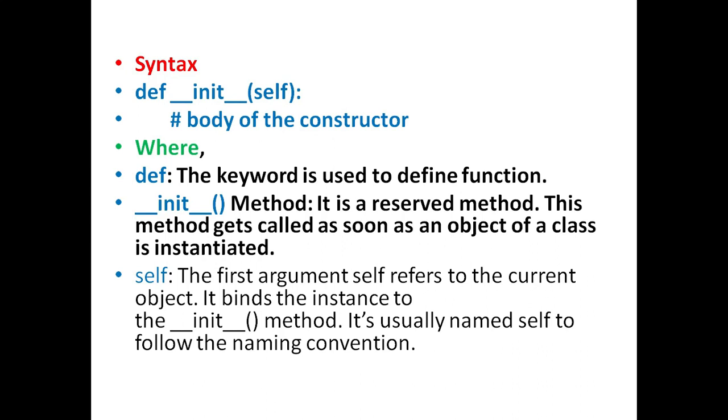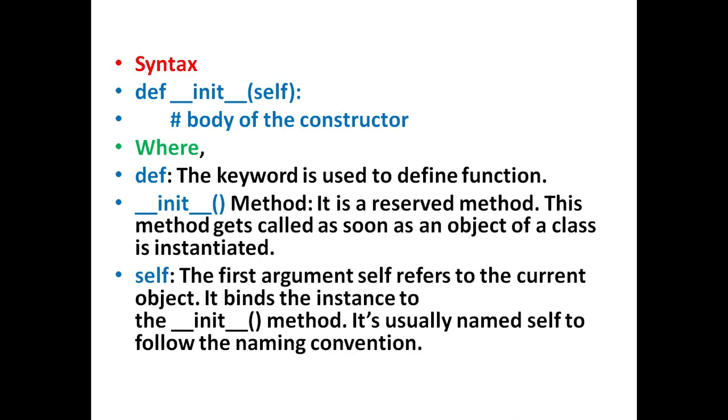This method gets called as soon as an object of a class is instantiated. And self is the first argument which refers to the current object. It binds the instance to the init method. It is usually named self to follow the naming convention.